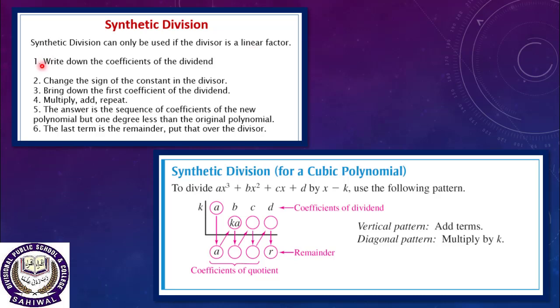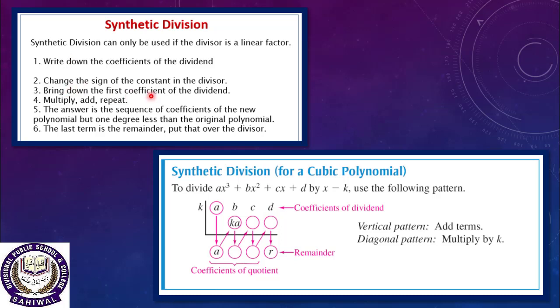The steps to explain synthetic division are: the first step is to write down the coefficients of the dividend. For example, we have a cubic polynomial ax cubed plus bx squared plus cx plus d. We write its coefficients that are a, b, c and d. If there is a missing term, then we write its coefficient as 0.